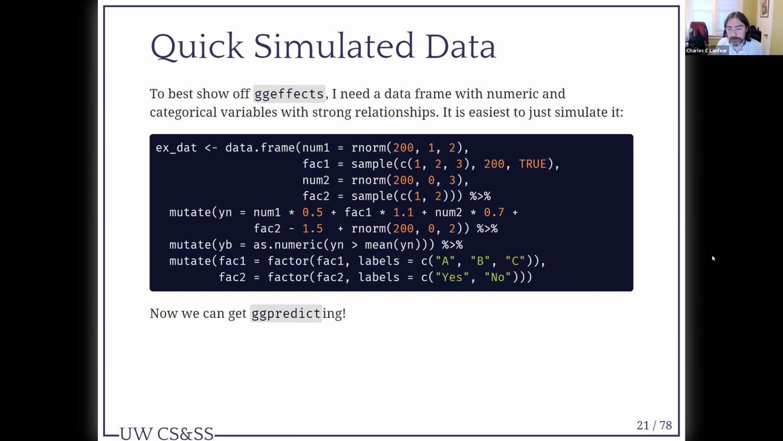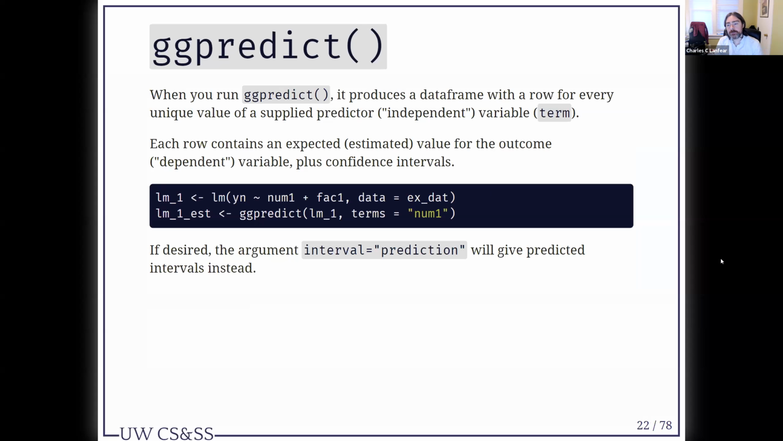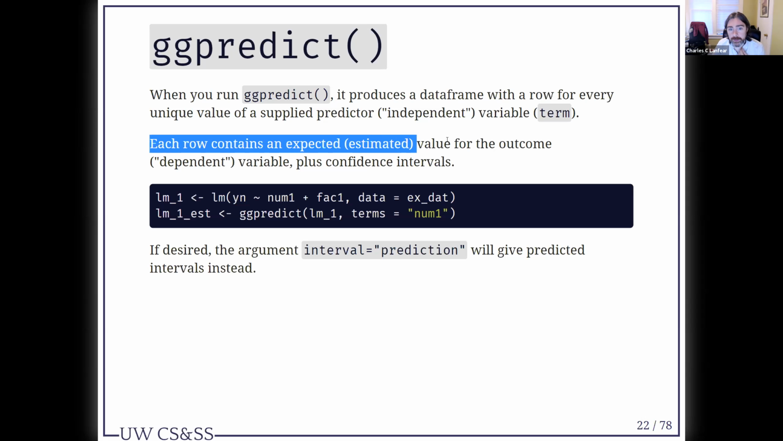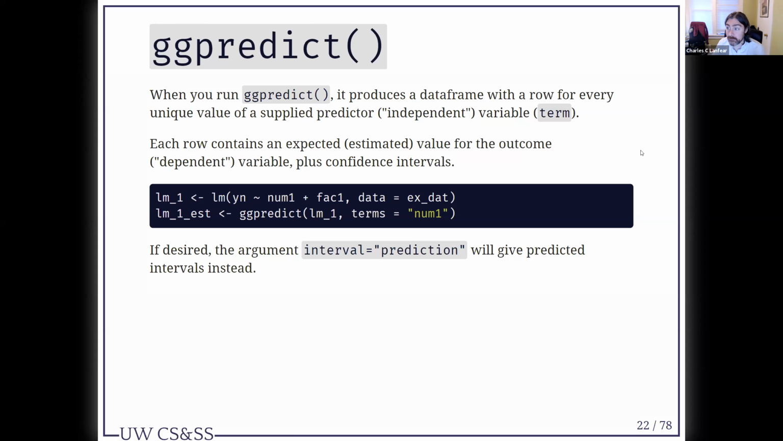Okay, so the idea with ggpredict is that it will take a model you fit and produce as a result a data frame with one row for every unique value of a supplied predictor, or for continuous variables, one row for sort of evenly spaced values of the predictor variable. This variable or variables will be defined by the term argument. Each row will then contain an expected or estimated value for the outcome plus some confidence intervals.